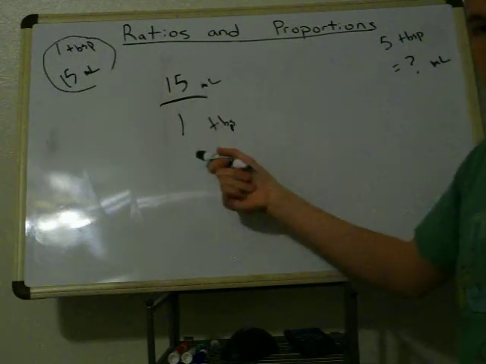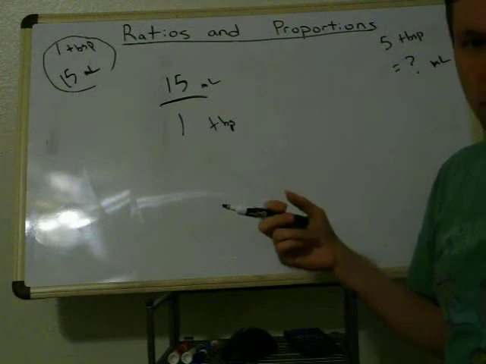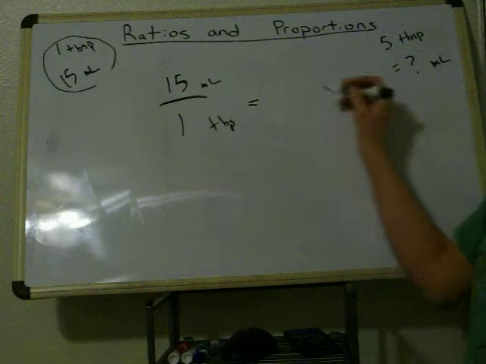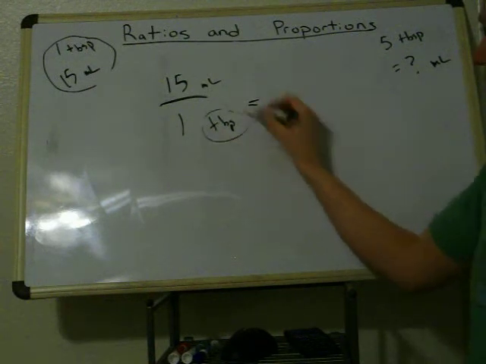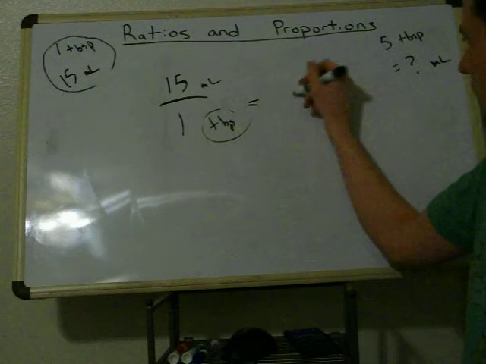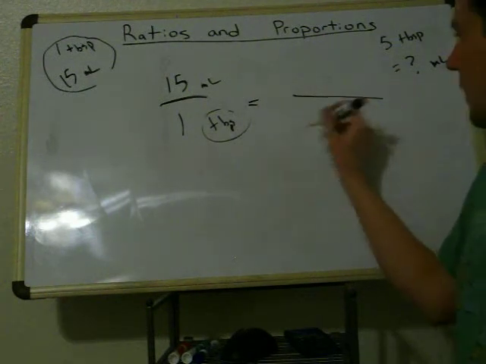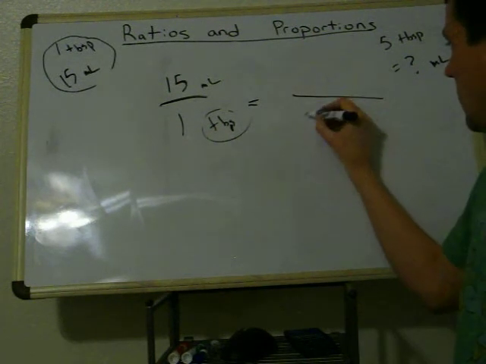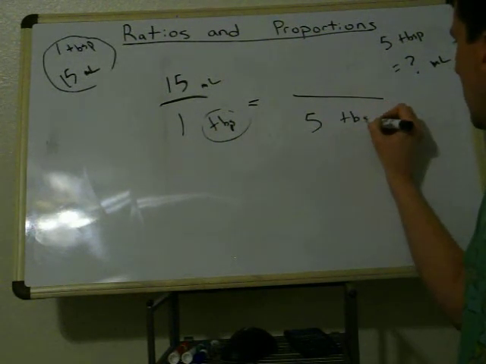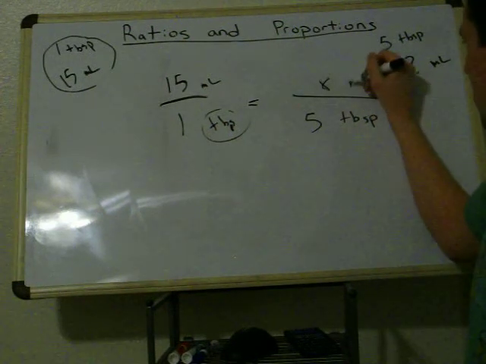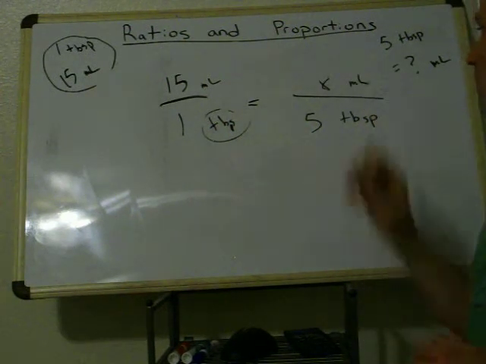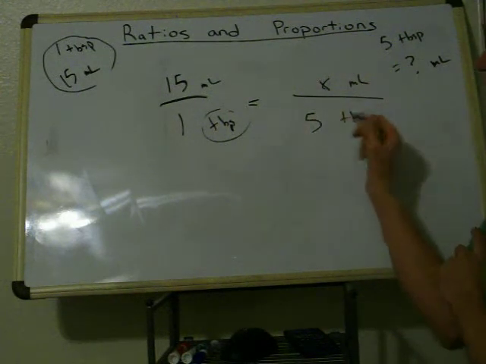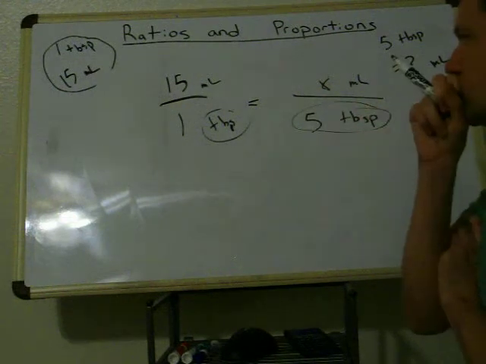Alright, you could say 1 over 15. That would be okay too, but again, you have to pay attention to your units. So we have tablespoons on the bottom, and I think it'd be easier just to leave it on the bottom here. So we have some unknown milliliters, and we have five tablespoons.